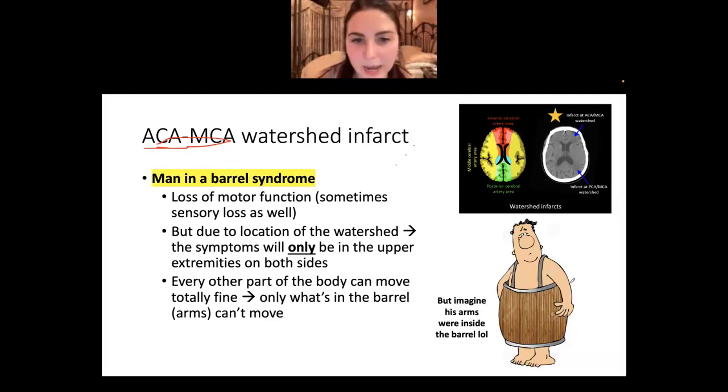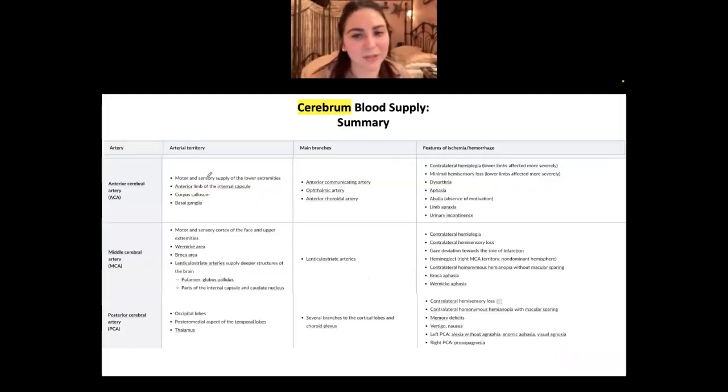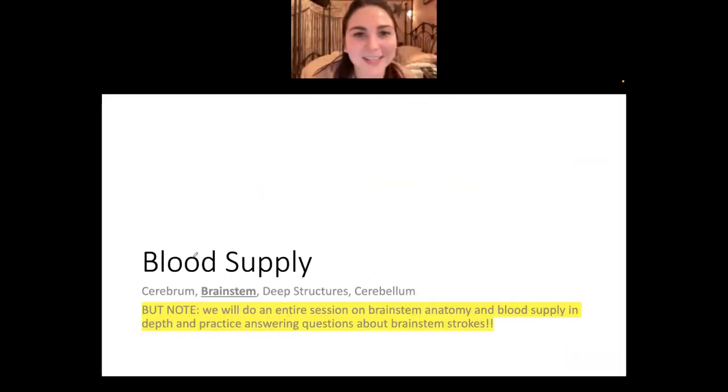Okay. So what it kind of means is, again, this guy's arms are inside this barrel. So then imagine only what's in the barrel can't move. So it's just these parts of the arm, the whole extremity, everything that's in the barrel, anything touching the barrel can't move. Everything else is fine. Okay? That's man in a barrel. It's really weird. But that's your ACA, MCA watershed infarct. It's man in a barrel syndrome. And I think I tried to find a vignette on it. I just couldn't find one, but it'll come up sometimes maybe. But that's how they'll describe it. All right, so that's man in a barrel.